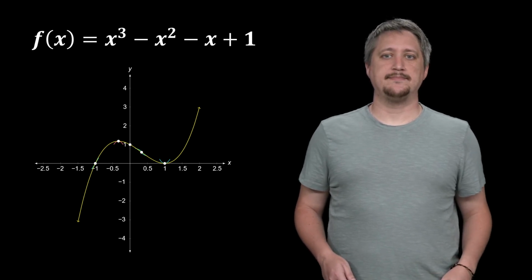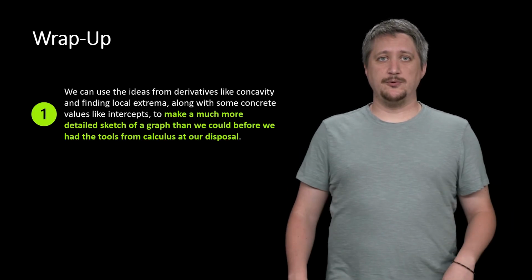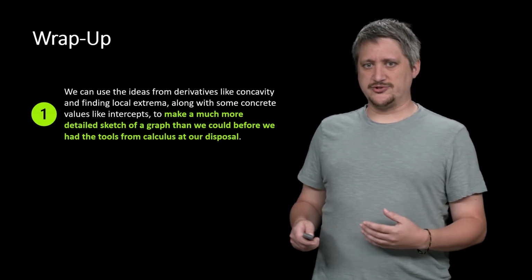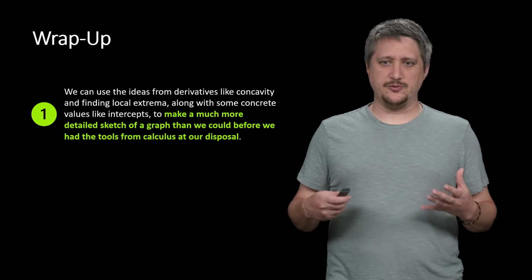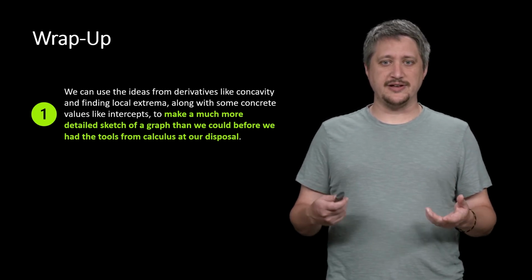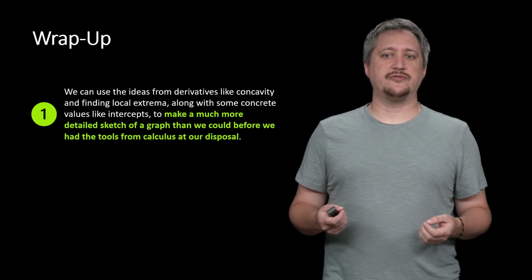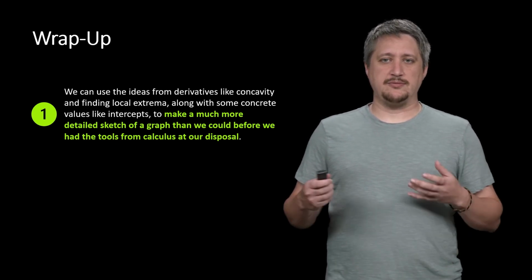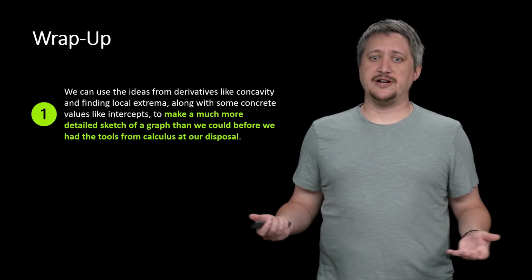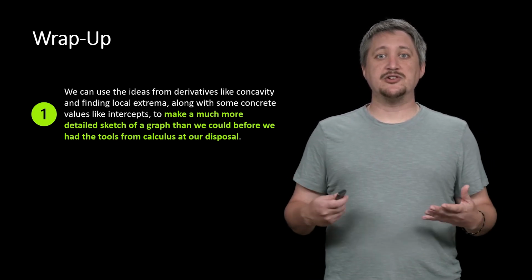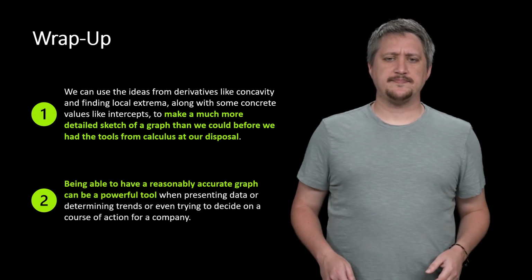Okay. So what do we do? We can use the ideas from derivatives like the concavity, local extrema, as well as some concrete values like the intercepts. And we can make a much more detailed sketch of a graph than we knew how to do before in a pre-calculus setting. So now that we have all this calculus at our disposal, we can make much better versions of these graphs.